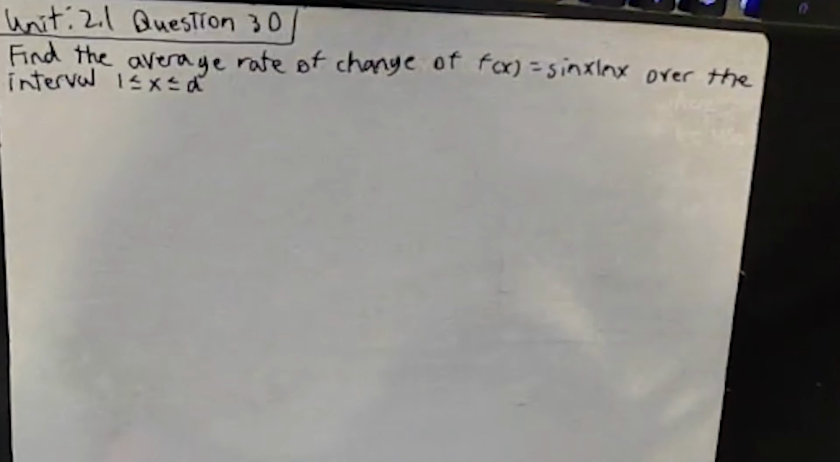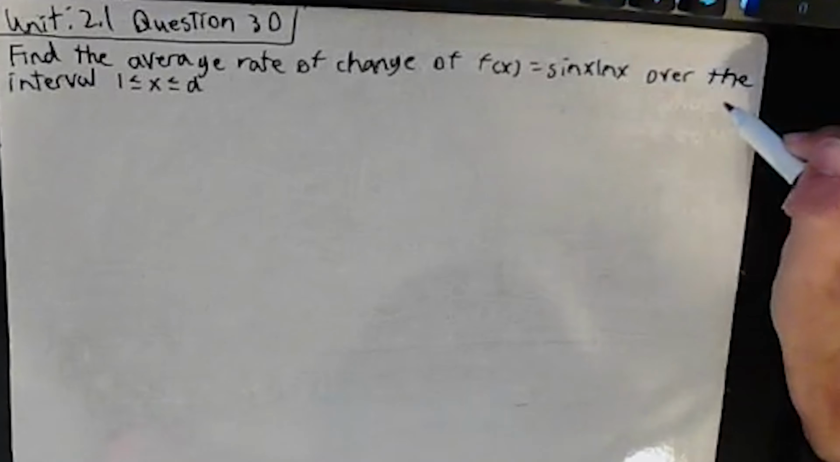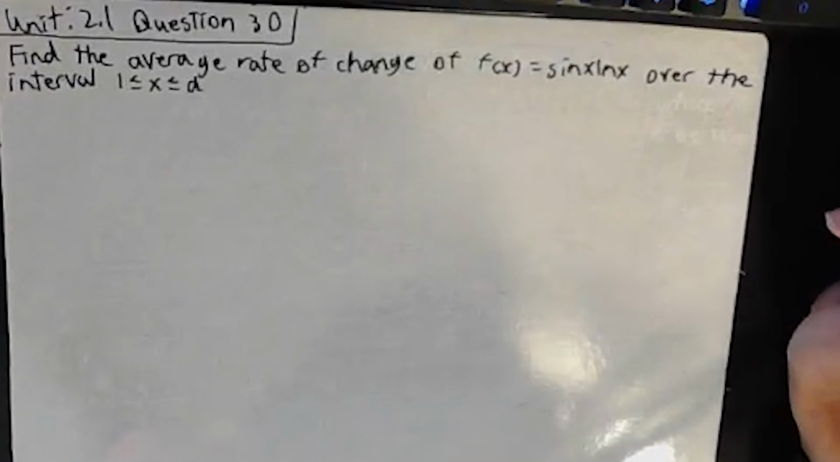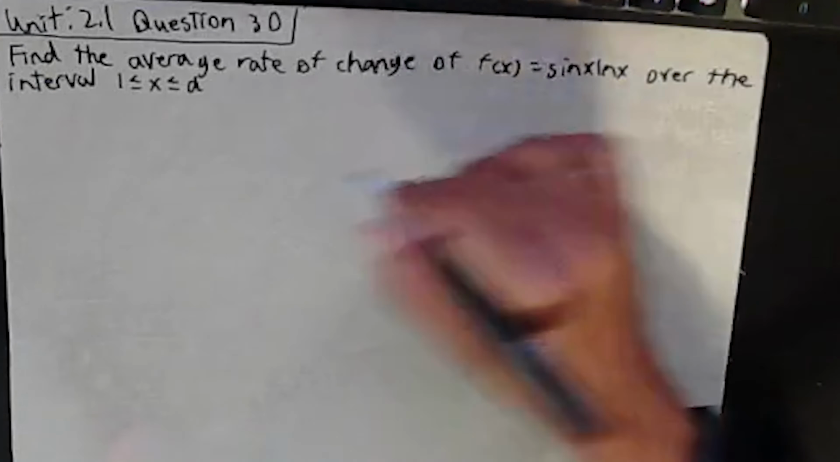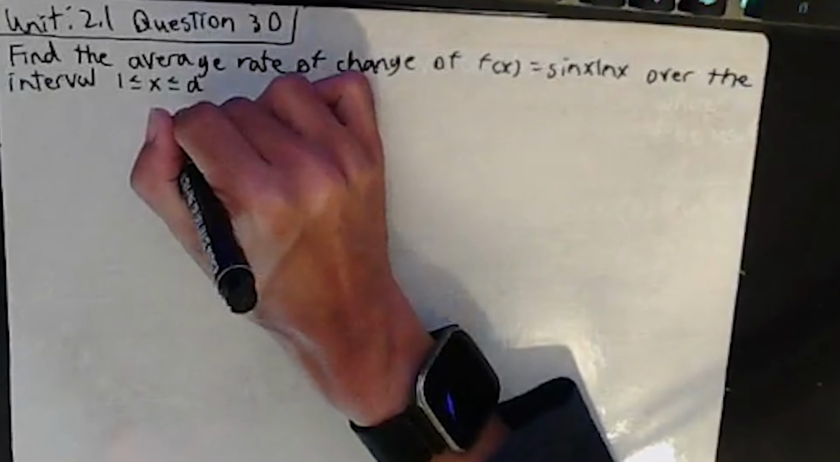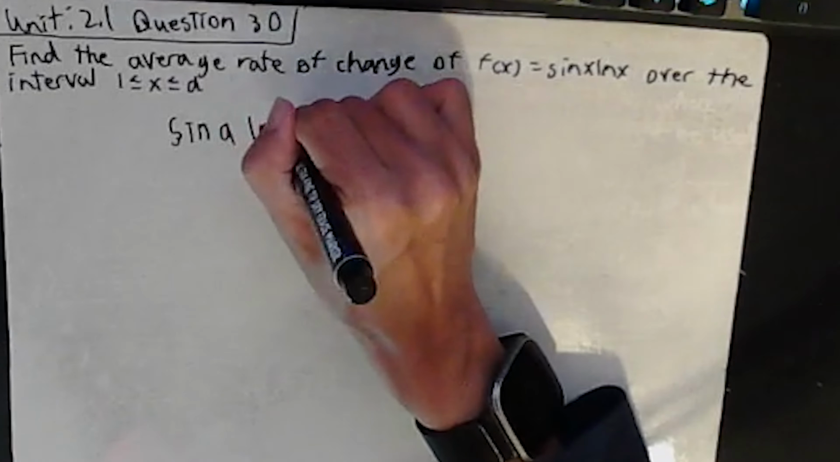This is Unit 2.1, question 30 of the test prep. Find the average rate of change of f of x equals sine x ln x over the interval 1 to a. So remember our formula for the average rate of change. It's f of our second value, so a. So we're going to plug in a into all the x's here. So we have sine a ln a.